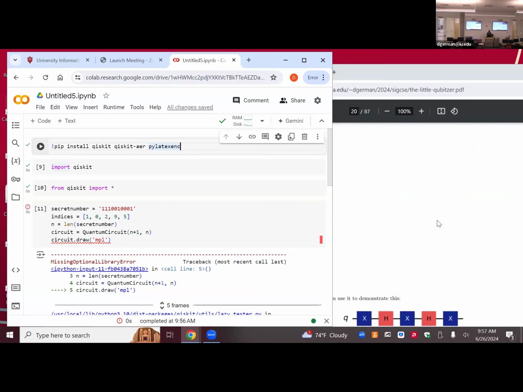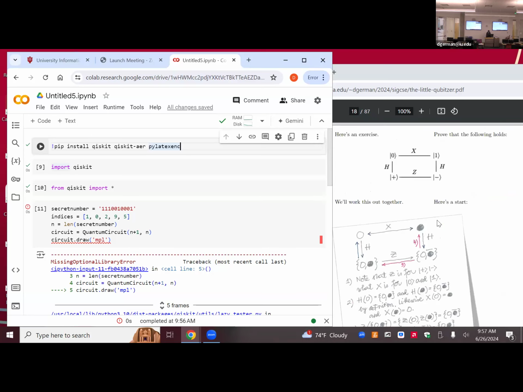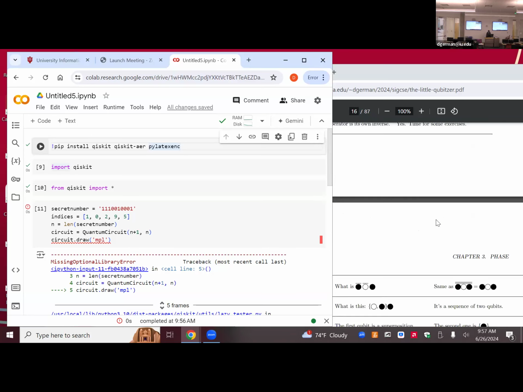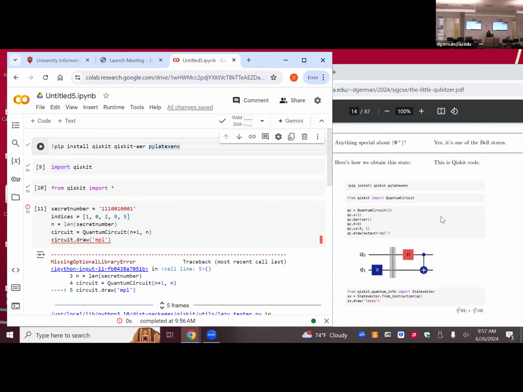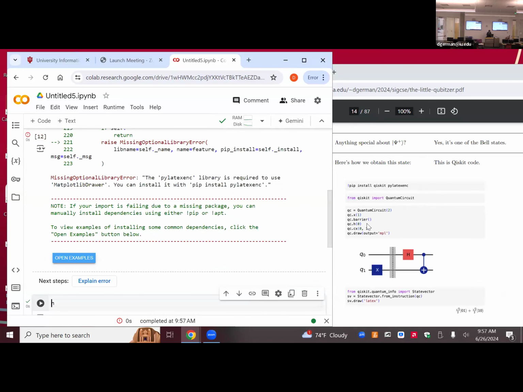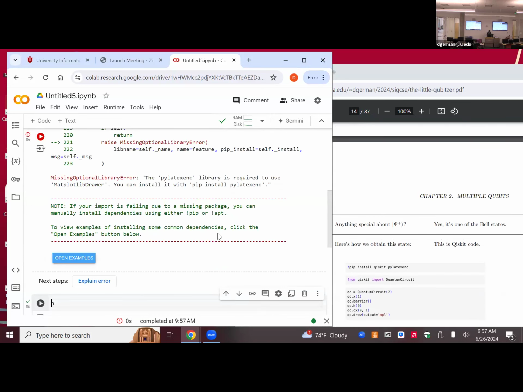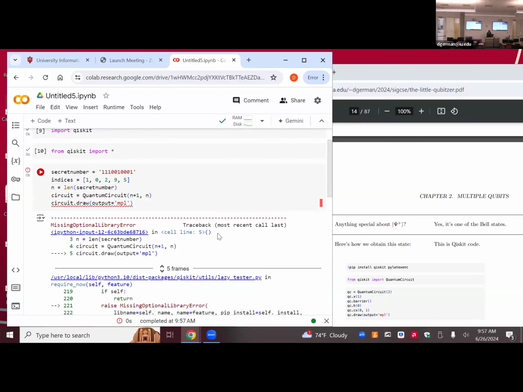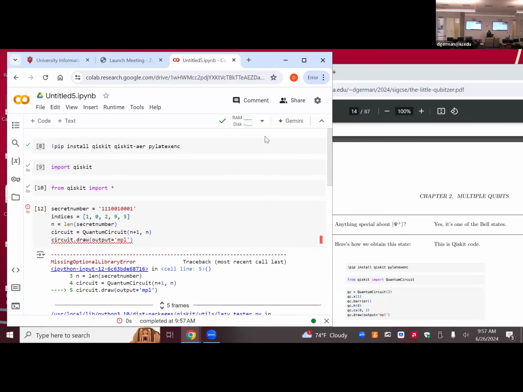So what do you know up to this point? You know that you could set up something like we did in the very beginning. I say pip install Qiskit and pylatexenc, and then from Qiskit import star, and I'm going to import quantum circuit. Hey, I messed up this. Sorry about this, that's my mistake completely. Put the output, and now I guess I still have a problem, but I'm not sure exactly what the issue is. At least I fixed this part, right?